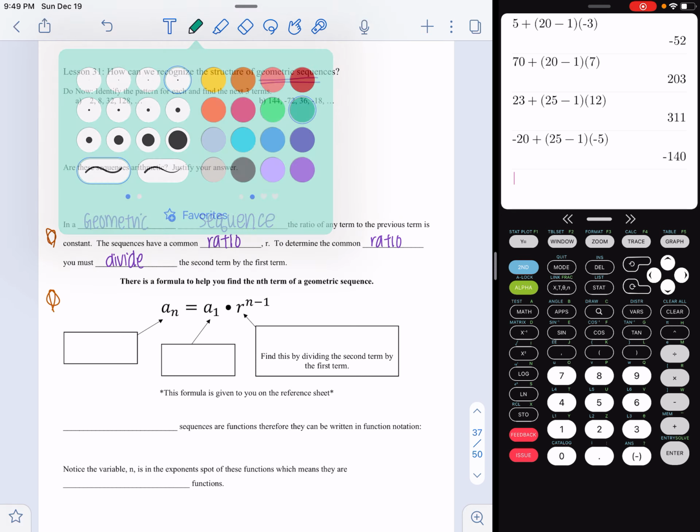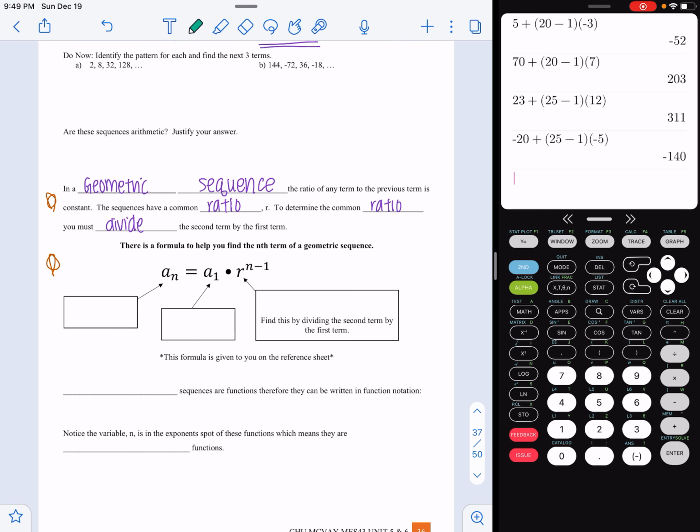Okay, here is another formula. We do not need to memorize it, just need to know how to use it. AN, we already talked about this. This is the nth term or any term, right? It just depends what n is. A1 is the first term. R is our common ratio.